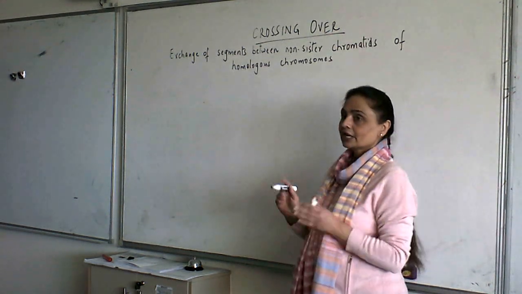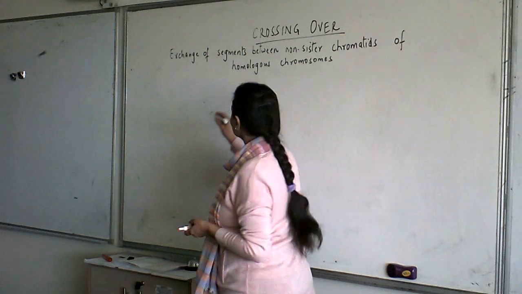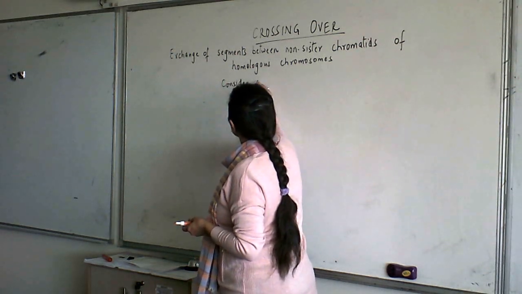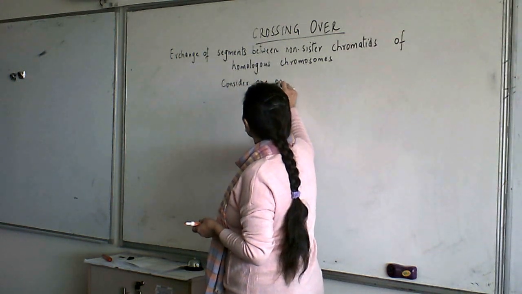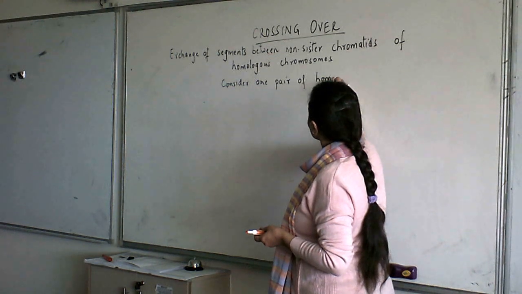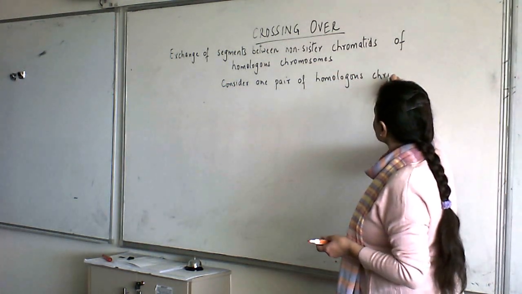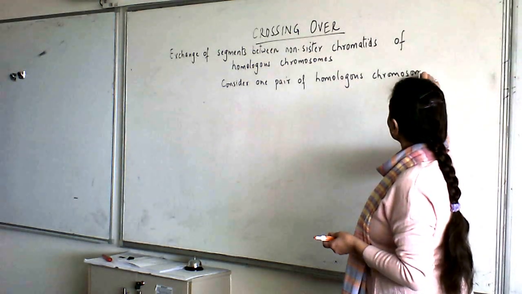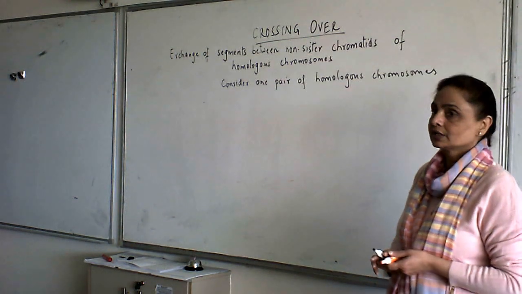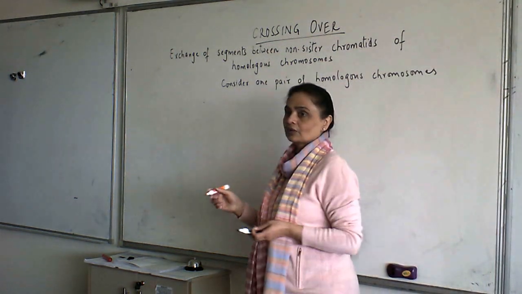So let's look at a set of just one pair of chromosomes. Consider one pair of homologous chromosomes. We're not taking it through the division part, just looking at the crossing over part. And let's call it chromosome number 1 pair.